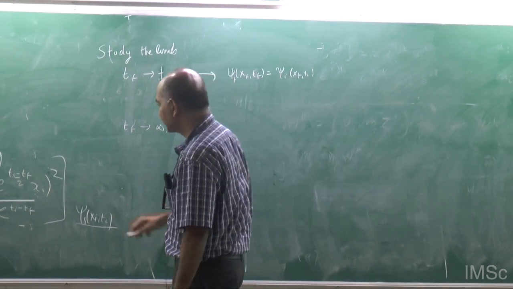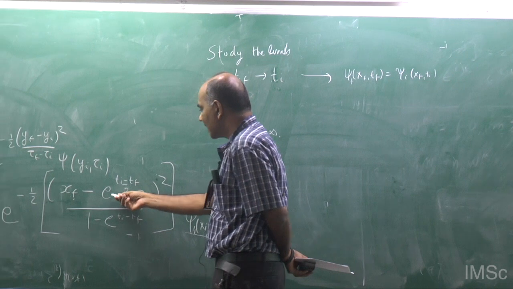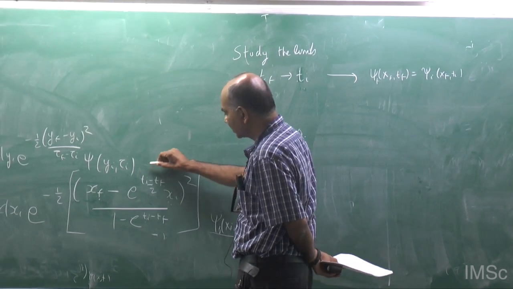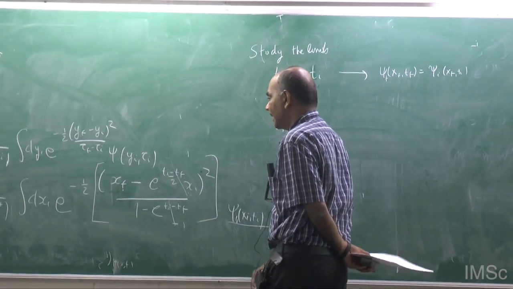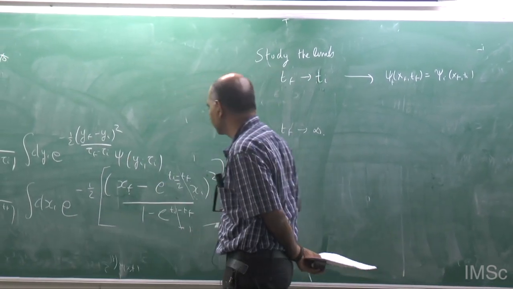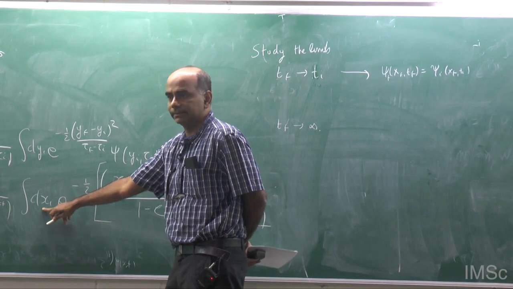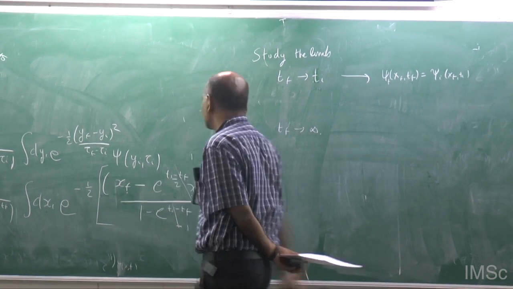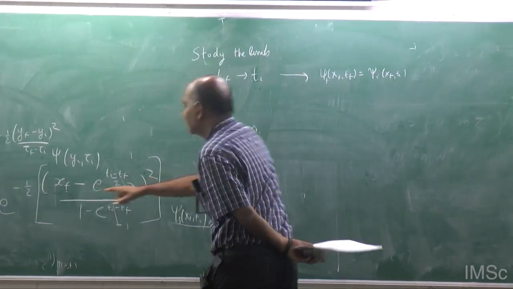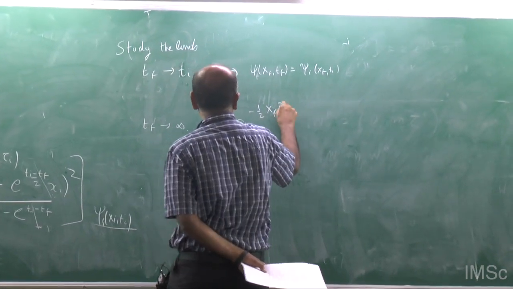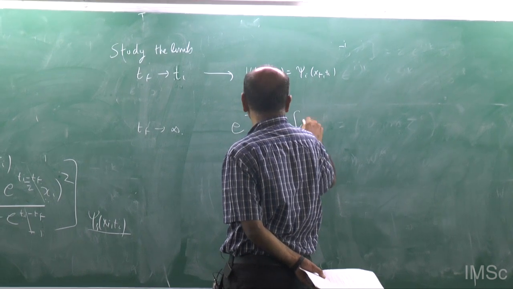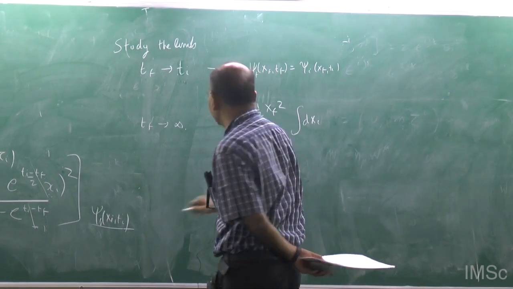What happens when tf goes to infinity? This has a factor e to the power of minus tf, so this drops out, and this integrand, this kernel, has no dependence on xi. So you end up getting basically a Gaussian times the integral dxi of your initial wave function.